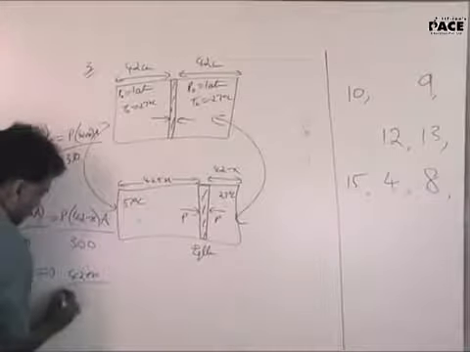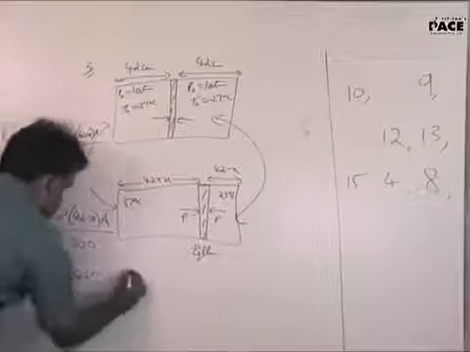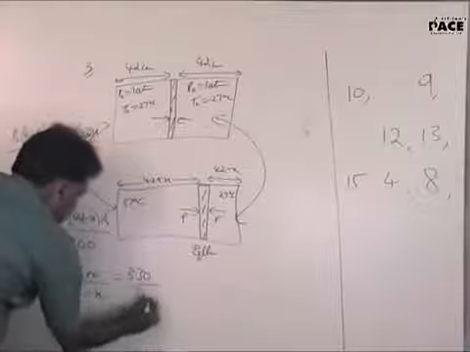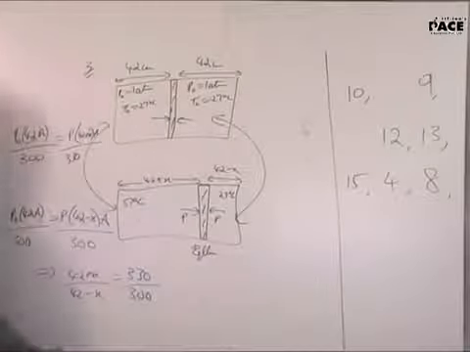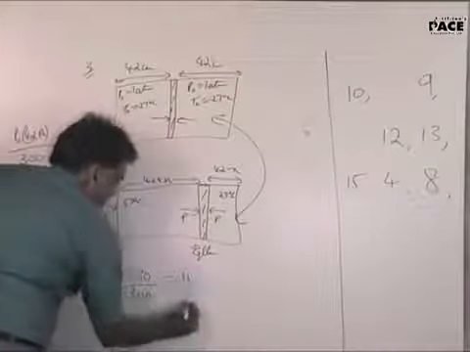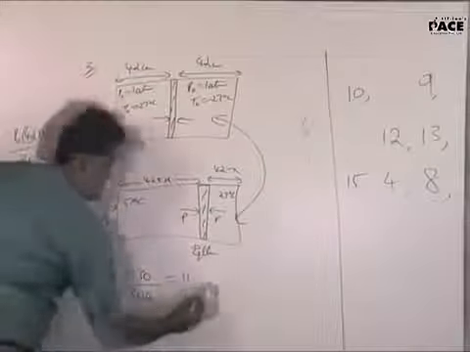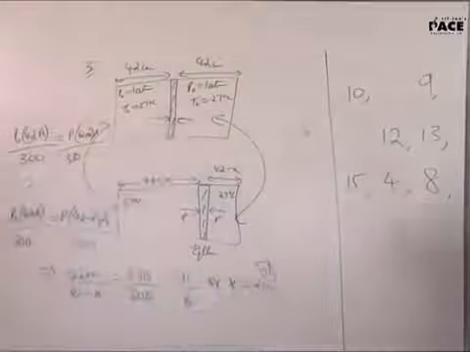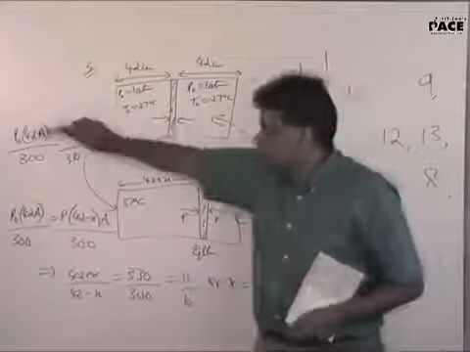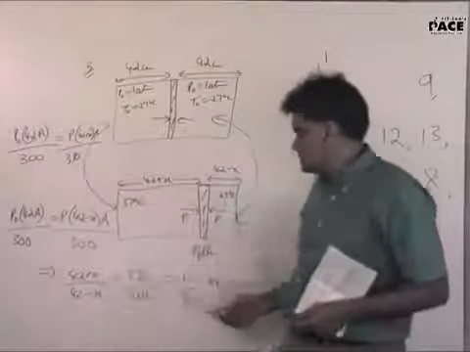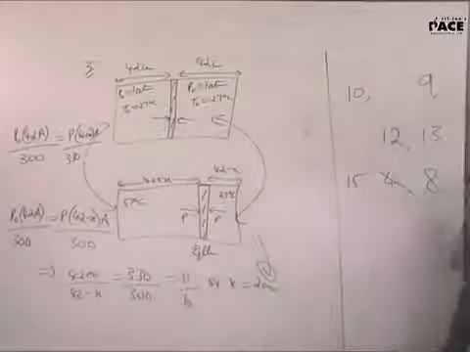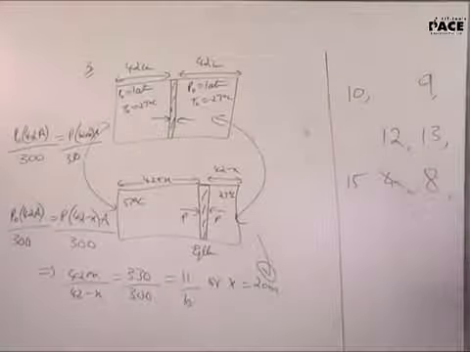42 plus X by 42 minus X is 330 by 300. So that's 11 by 10. So X equals 2 is self-evident. Is that fine? This equation divided by this equation gives you this solution. So I move on to the fourth question.